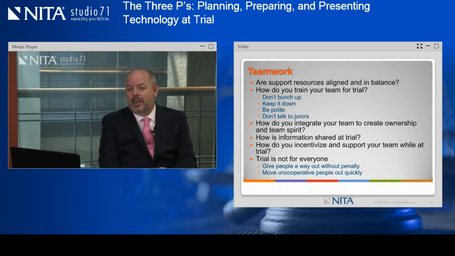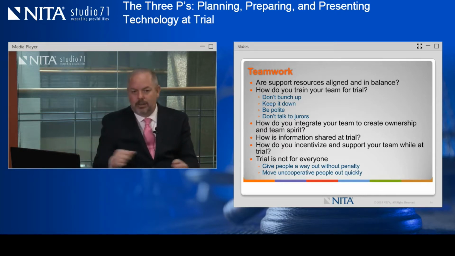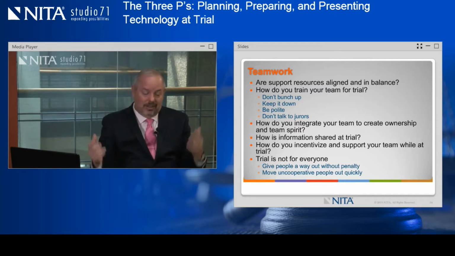One thing that's important is training your team about how to act at trial. Don't bunch up into a giant group. Keep your voices down. Be polite. Open doors. Don't talk to jurors. A lot of people that work at law firms don't know that because their only experience at court may have been to pay a ticket or if they've even done that.